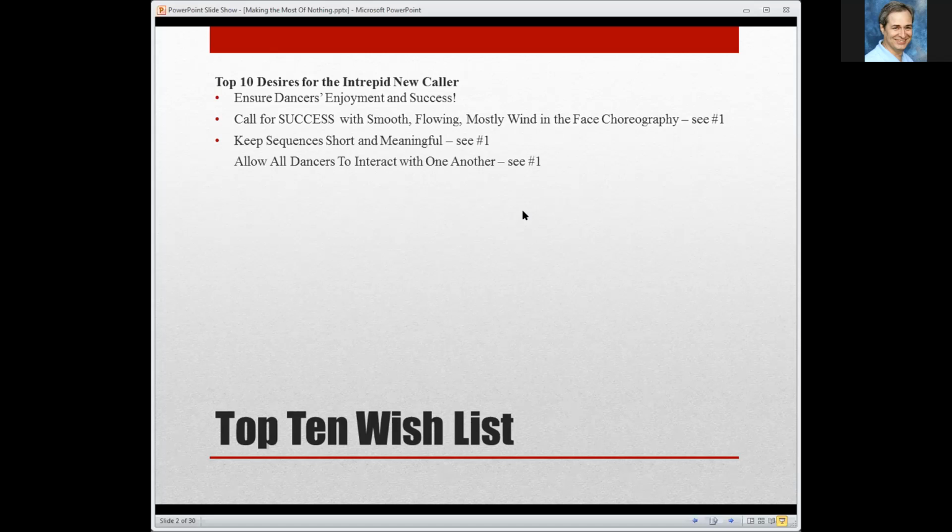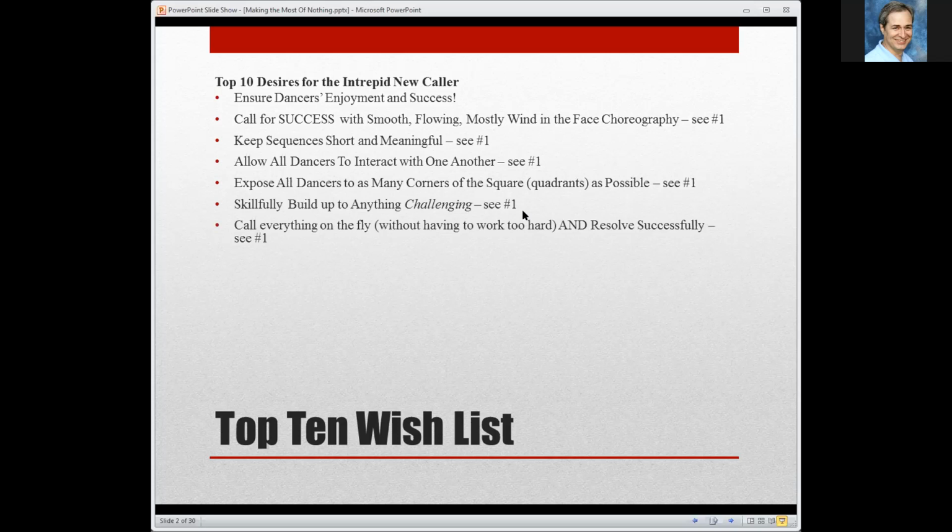Okay, anyway, allow all dancers to interact with one another. See number 1. Expose all dancers to as many corners of the square, which some callers call quadrants, and I do call them quadrants, as possible. See number 1 again. And skillfully build up to anything challenging. You can't just throw a really complicated get out at the dancers. If it's like a 4-story get out and you're on the bottom floor, you've got to build a stairway so they can get up to the 4th floor. Otherwise, you're going to have problems.